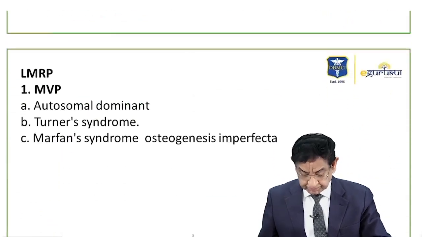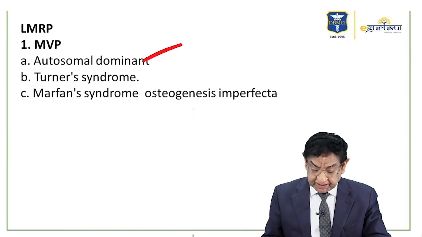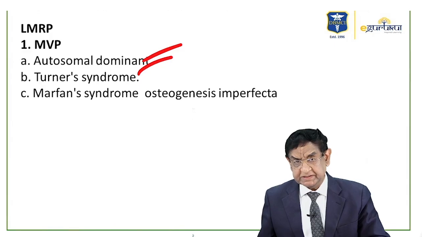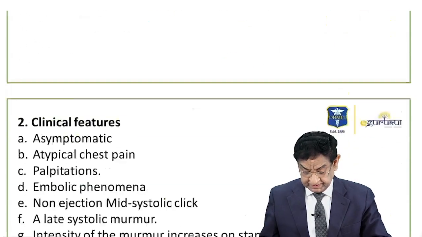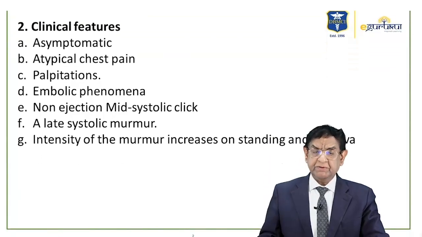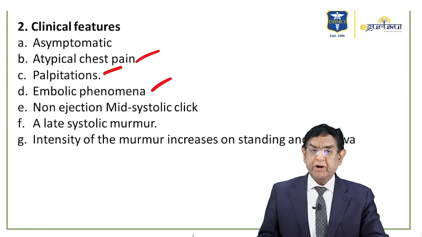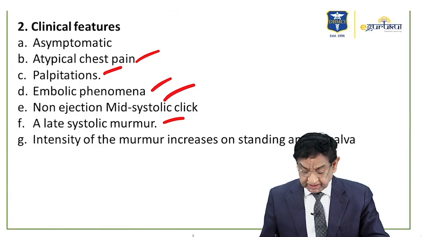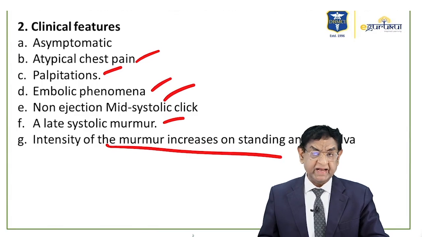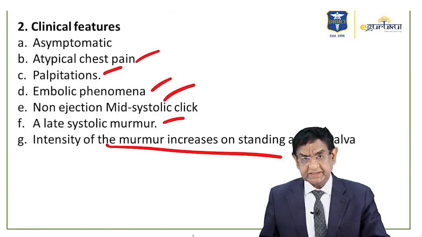Okay. A quick recap of the last minute revision points. It is an autosomal dominant condition. It may be seen in Turner syndrome. It may be seen in Marfan, osteogenesis imperfecta. The clinical features are symptomatic, may be atypical chest pain, palpitation, embolic phenomena, non-ejection systolic click, mid-systolic click, late systolic murmur, and intensity of murmur increases on standing and Valsalva. There are only two conditions where this happens. One is HOCM, other is MVP.